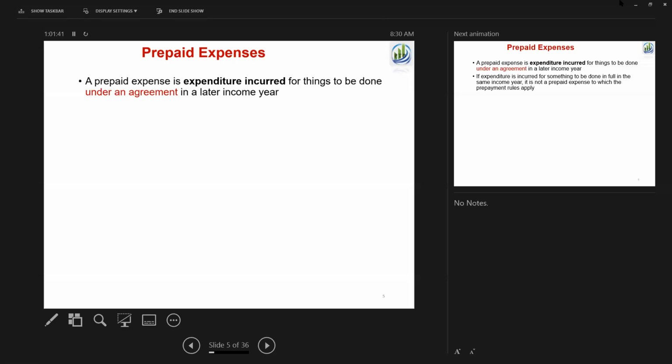When you paid on 1st of January 2020, you paid from your business bank account or from your personal account, something insurance work related, 1,200. For which period is this 1,200? You write down in your notebook, 1st of January 2020, 31st of December 2020. For 12 months you paid in January.